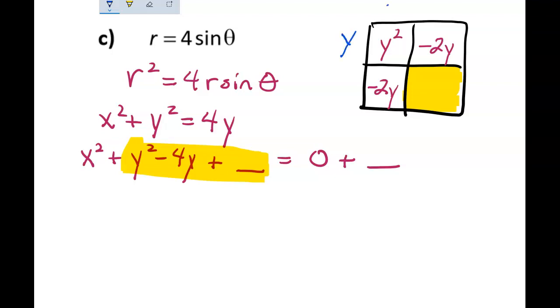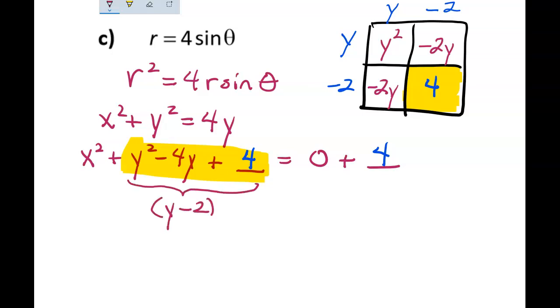Y squared is a product resulting from y times y. Now the other boxes have negative 2y as their area, so the y must have gotten multiplied by negative 2. So we have y minus 2 times y minus 2, and completing the square, negative 2 times negative 2 is positive 4. So we're going to put a positive 4 in the blank and add it to the right side of the equation as well. Y squared minus 4y plus 4 is, looking at that picture of the box, y minus 2 squared, or y minus 2 times y minus 2.